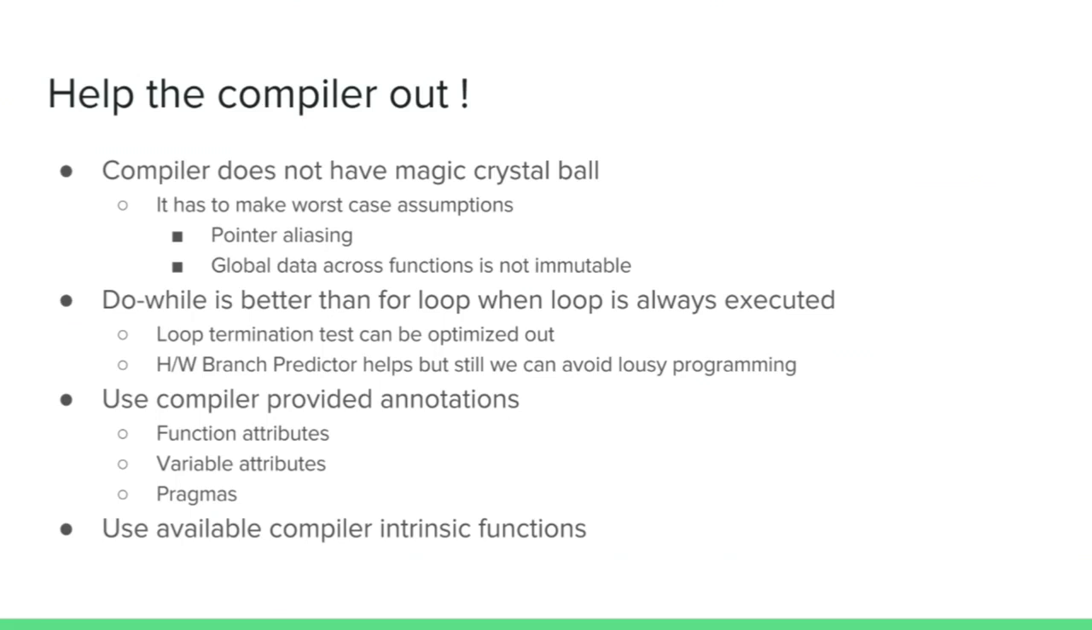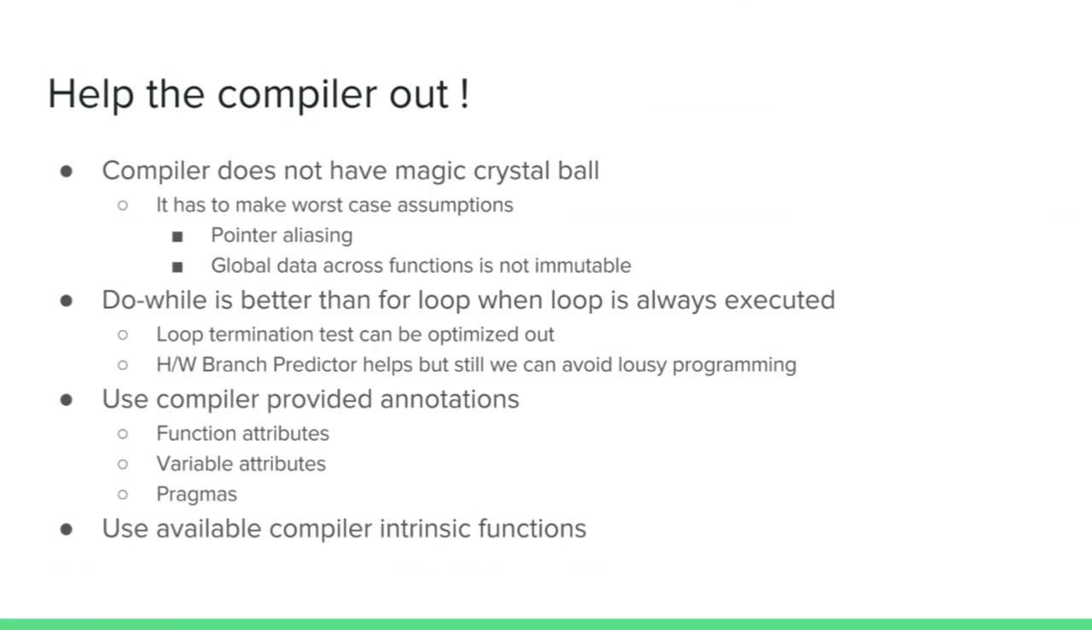And the global data: if you use a lot of global data, then the compiler knows that it's not immutable, so for every access you make, it's going to load and store. And do while is better than for loops because you're decrementing. One reason is that the termination check can be performed cheaply.